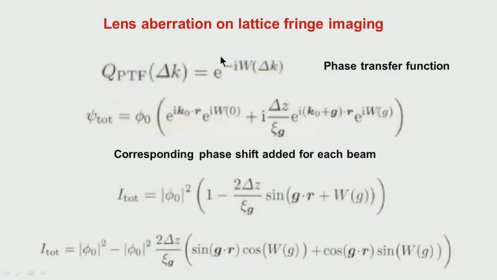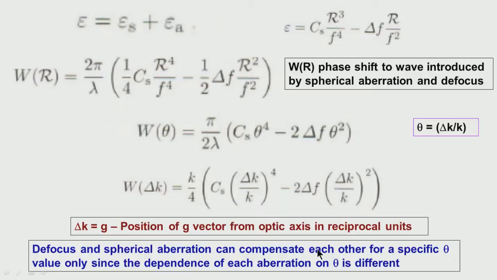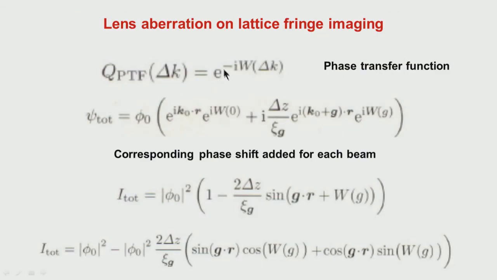So, this W is nothing but the phase which is being introduced. This phase will introduce a phase shift in the sample. That phase shift can be written as e to the power of i W into delta k. Depending upon which G vector we use, this value will be changing.